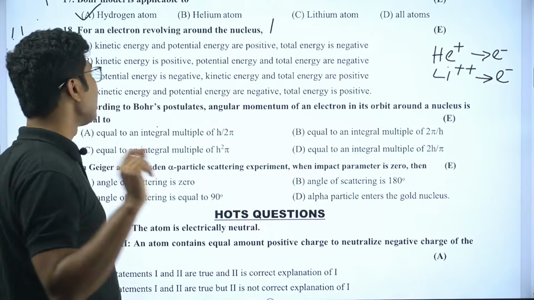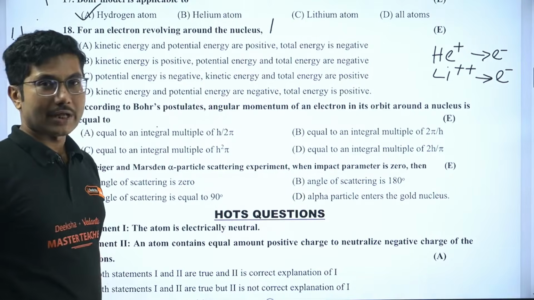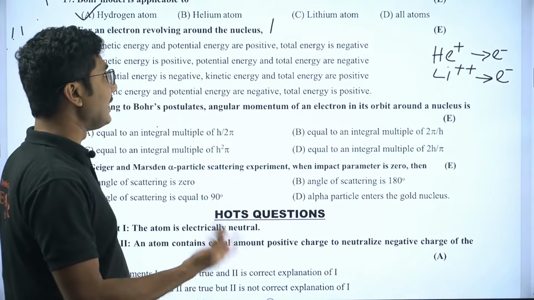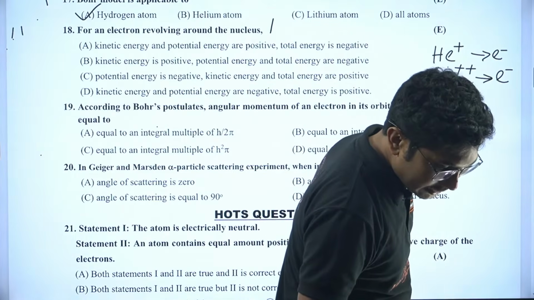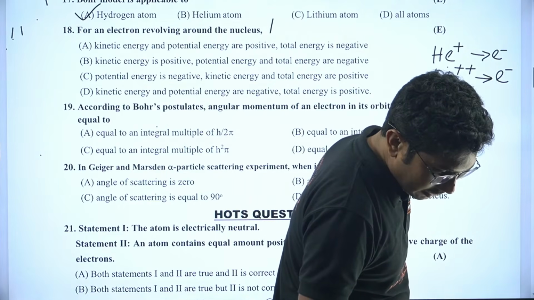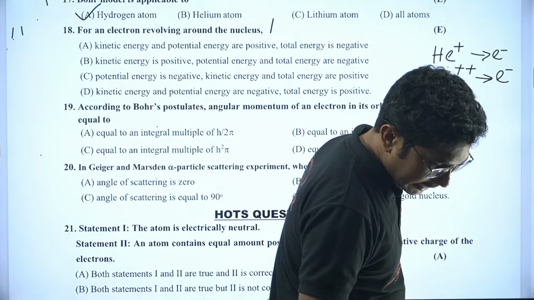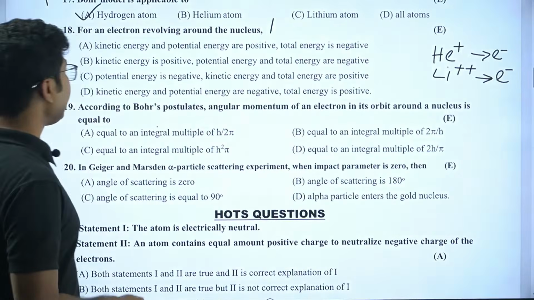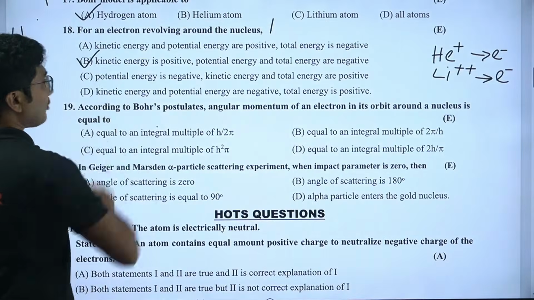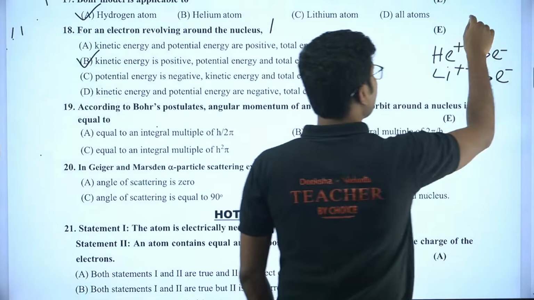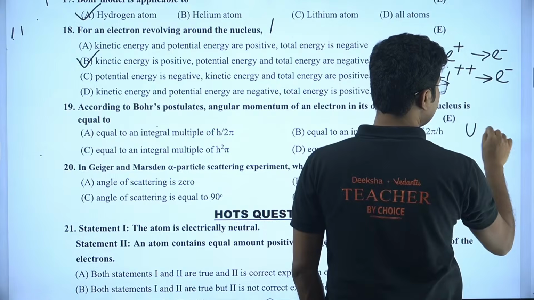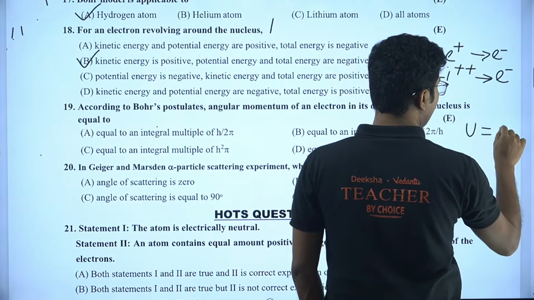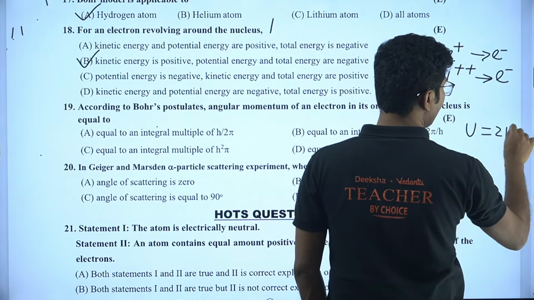But MCQs are, yes, MCQs of different varieties of questions can come, so you will get an idea. Okay, so question number 18, Nagaraj is saying B, 19A. So 18B is correct, yes, kinetic energy is positive. I already told you that potential energy is twice of total energy.